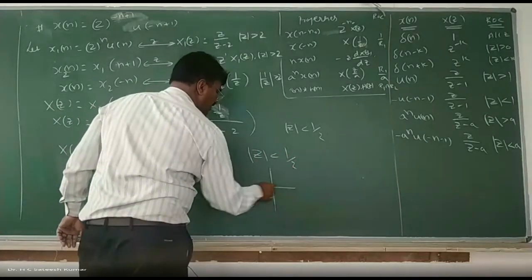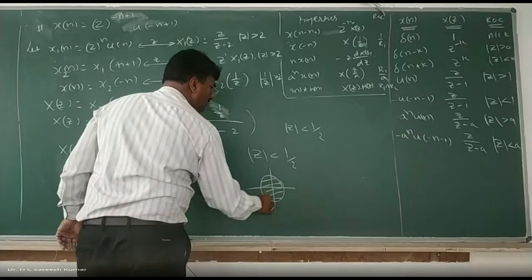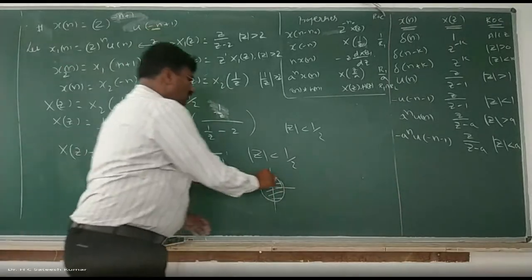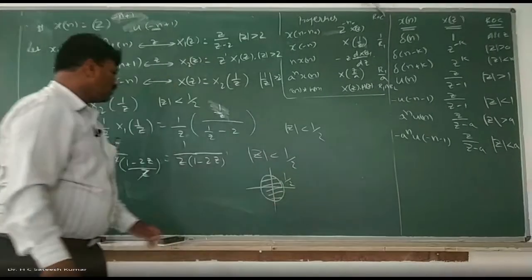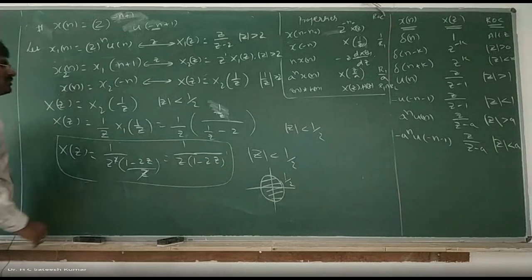Is the answer correct? If it is a left-handed sequence, it will be less than half. Yes, it is minus n that is there. Therefore, it is left-handed. Mod z less than half. That is how we should do it. This is your x of z, right? So this is the way we should do the problem.